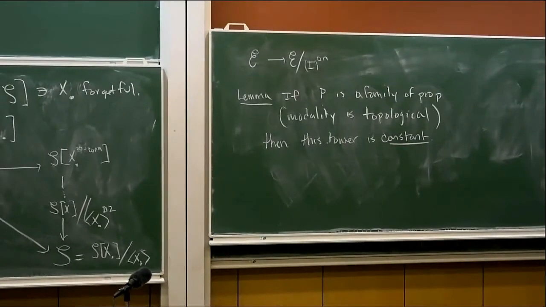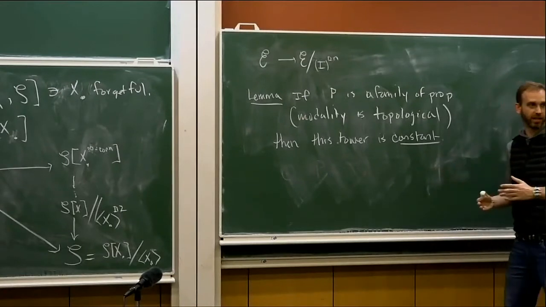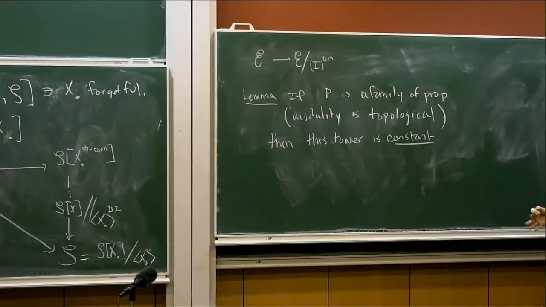So this tower does not do anything if your modality is topological. Okay, and in one topos theory, every localization is topological. So this is, in a sense, an aspect of higher category theory which is completely invisible to one topos theory. Constant after 1 step, or it's already constant. Period. After 0 steps.